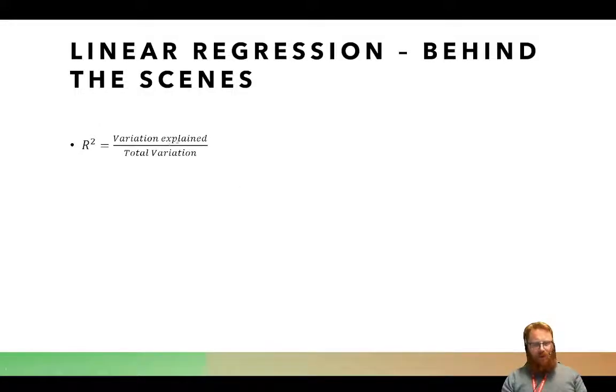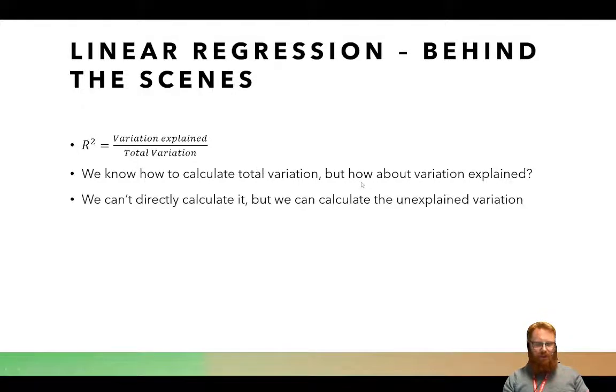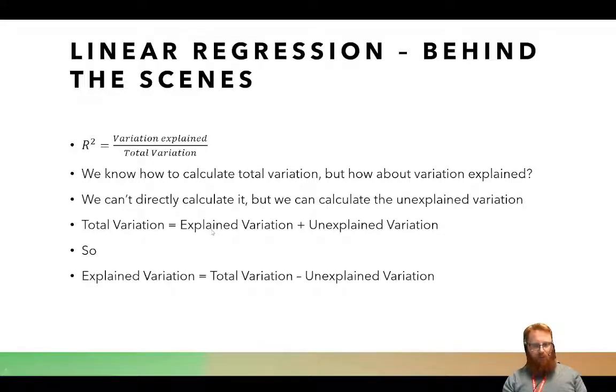But what about this variation explained? What does that mean? Well, we can't actually calculate it directly, but what we can calculate is the unexplained variance. And we work on the assumption that total variance must equal the sum of the explained variance and the unexplained variance, because all variance must be either explained or unexplained. All animals are either cats or not cats. So can we calculate the total variance and the unexplained variance?